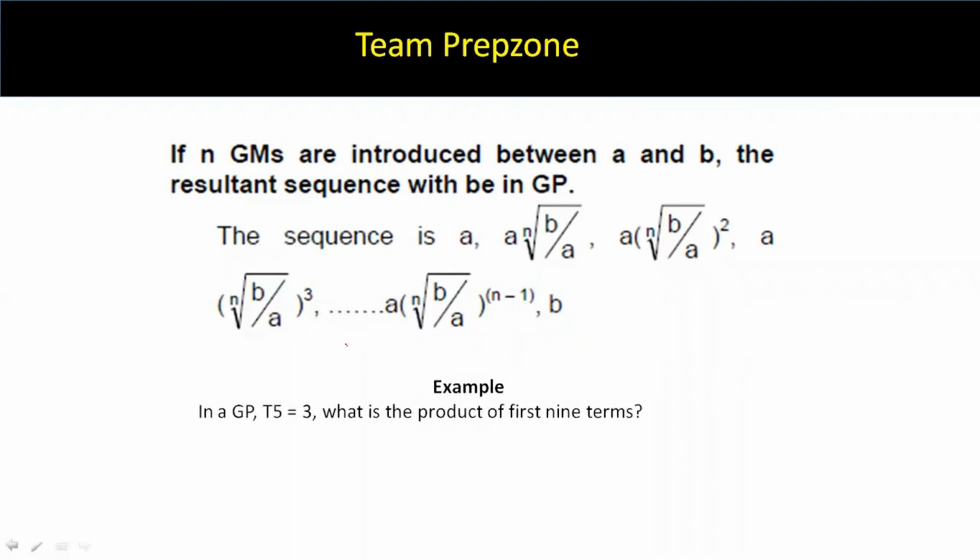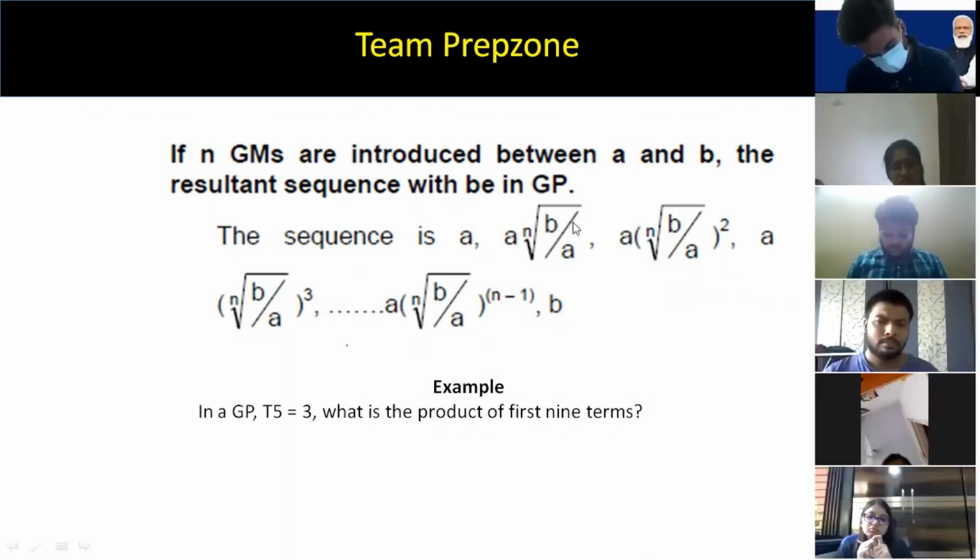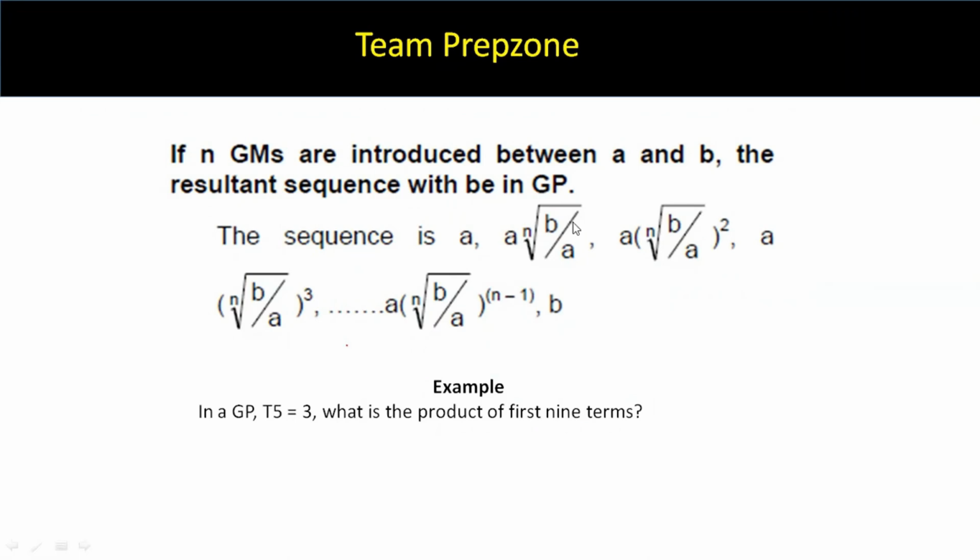So let's solve this question. Find the product of the first 9 terms. It was a very simple question, this should not be wrong. The answer is 3 to the power 9. How do you do it?